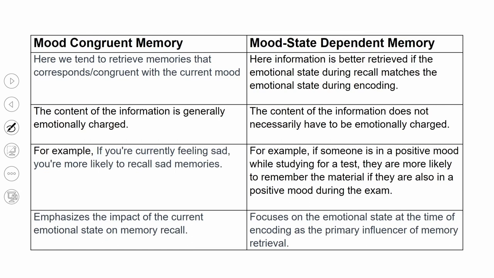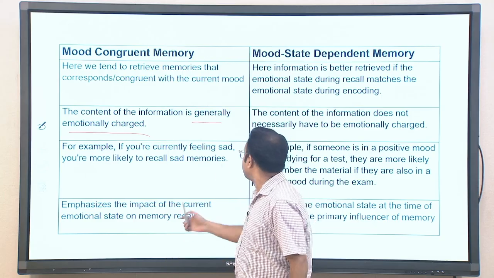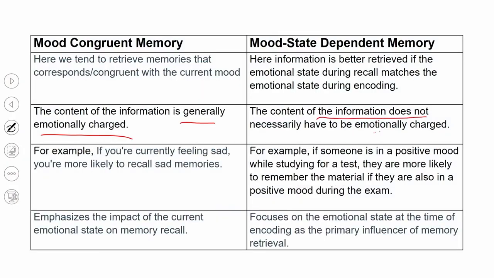Here the content of information is generally emotionally charged. So, if you are happy, you are more likely to remember happy events. So, the events, the contents, are emotional. Here the content need not be emotional. You may be happy, but you are learning something, maths or physics, which has no emotional content. You are more likely to remember that content also. So, the contents need not be emotionally charged.